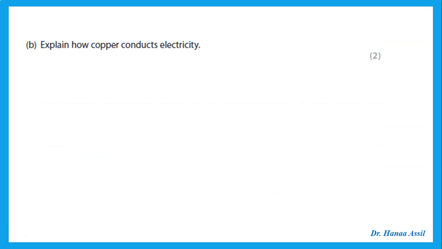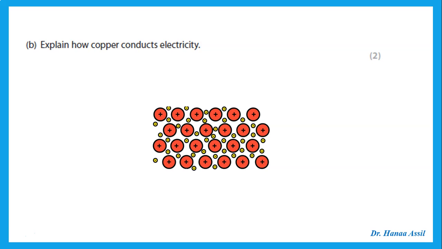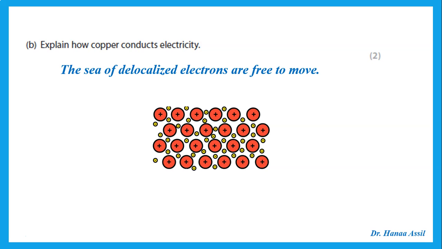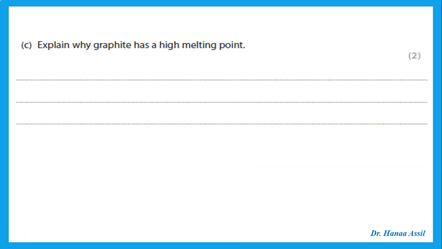Explain how copper conducts electricity. Remember, copper is a metal. Why do metals conduct electricity? Because they have delocalized electrons that are free to move. The sea of delocalized electrons are free to move.